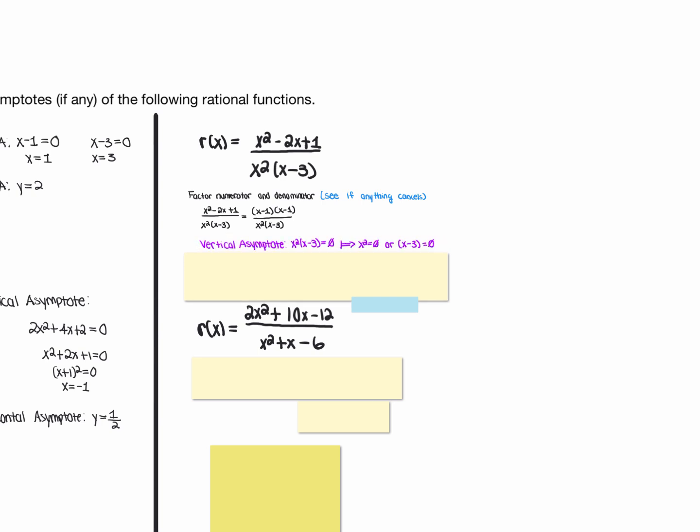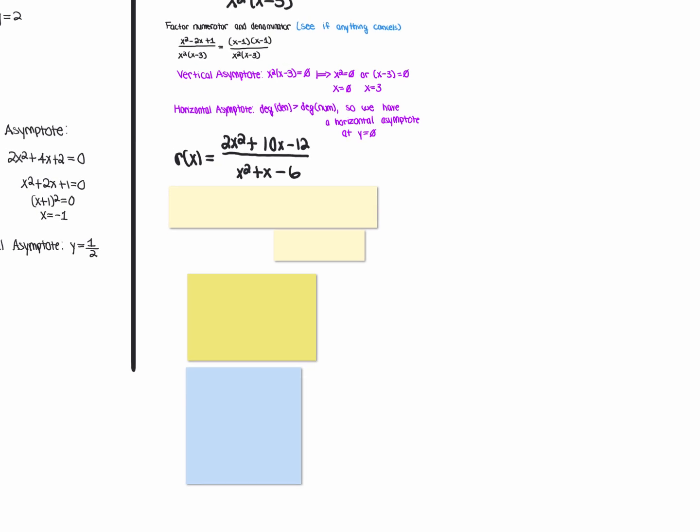So the next thing we need to do is figure out our vertical asymptote. What we do here is we set the denominator equal to 0. And when we do that, we get x squared equals 0 or x minus 3 equals 0. So our vertical asymptotes are x equals 0 and x equals 3. For our horizontal asymptotes, the degree of the denominator is greater than the degree of the numerator. So we have a horizontal asymptote of y equals 0. On to the next one.